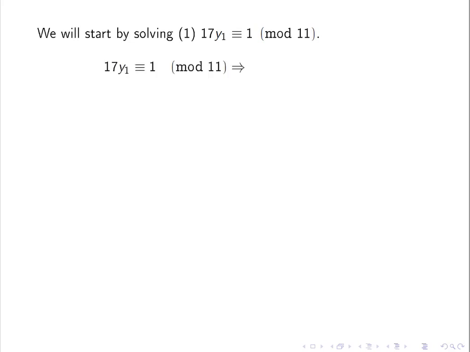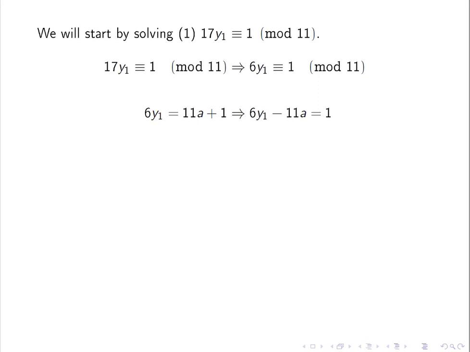Well, 17 times y1 congruent to 1 mod 11 is the same thing as 6 times y1 congruent to 1 mod 11, because 17 is congruent to 6 mod 11. Okay, so we can actually set up a linear equation where 6 times y1 is equal to 11 times some number a plus 1. Or in other words, 6y1 minus 11a is equal to 1.